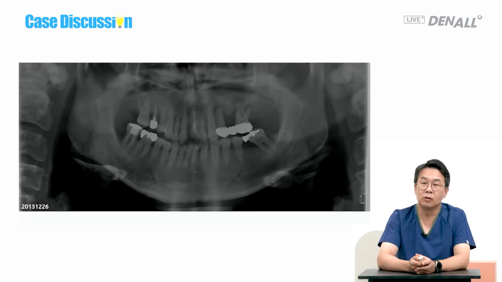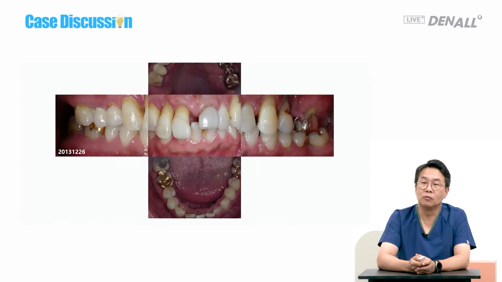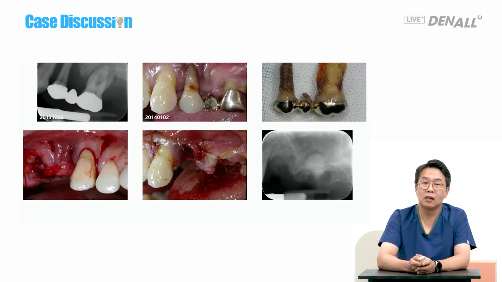Another patient. I'm in a perio department, so there are many serious patients. At quadrant 2, the situation is very grave. Intraoral pictures show a lot of recession, and a hopeless situation. So this is when extraction was made.